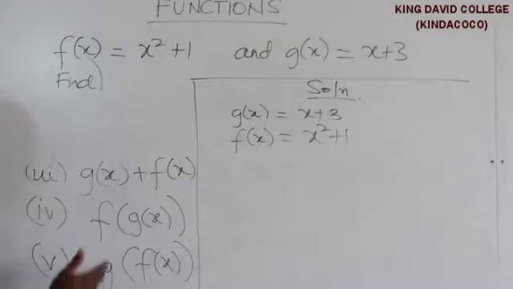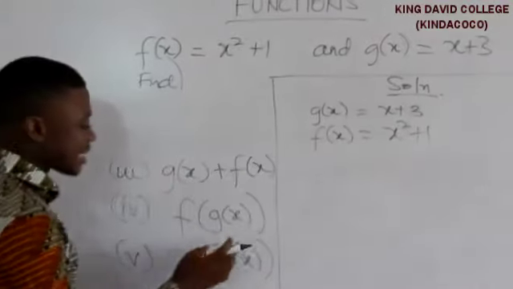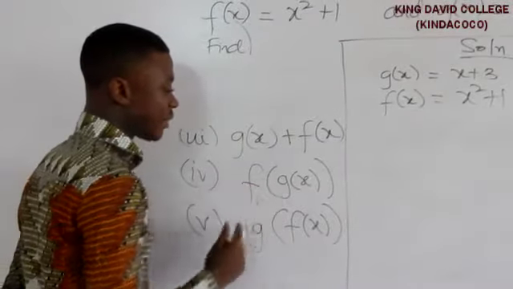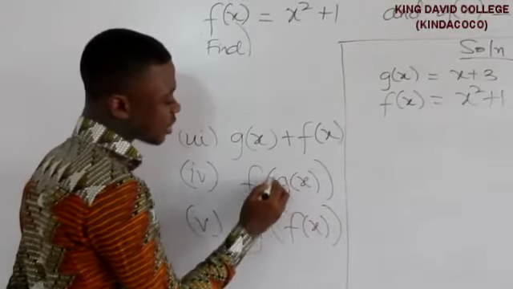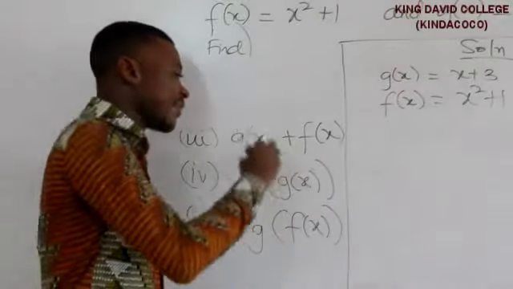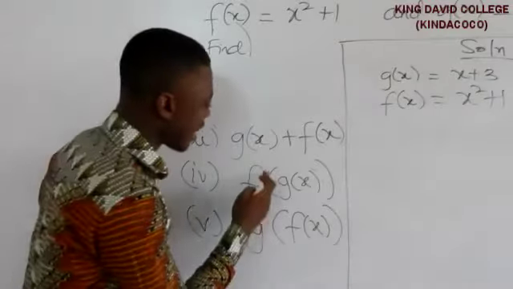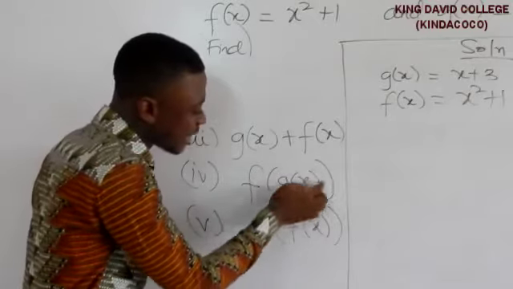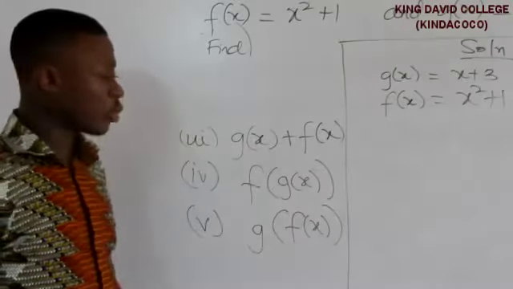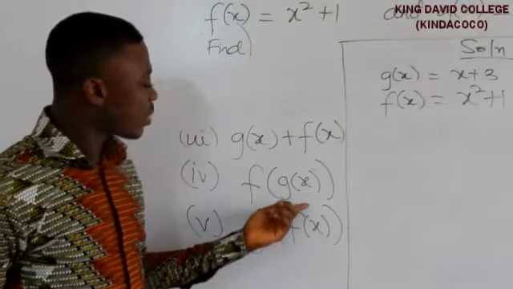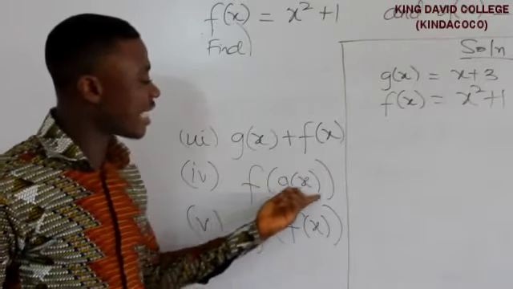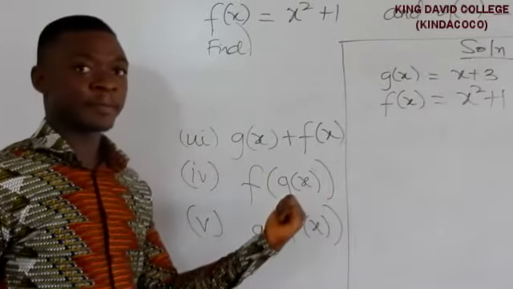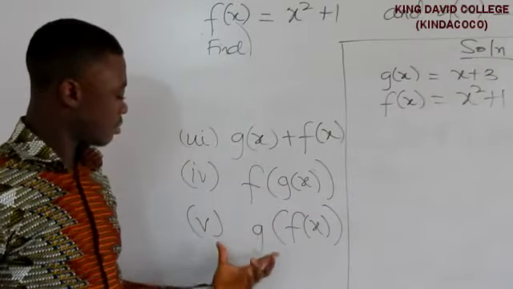When you look at this very well, you can see that g of x is placed in the bigger bracket of what? f. Meaning that they are putting the function g of x inside the function f. So you see f is outside in a bigger bracket, and inside that big bracket of f, there is g of x. So what they are trying to tell you is that anywhere you find x within the f of x function, you should put the whole g of x function in there. Okay, same with (v).